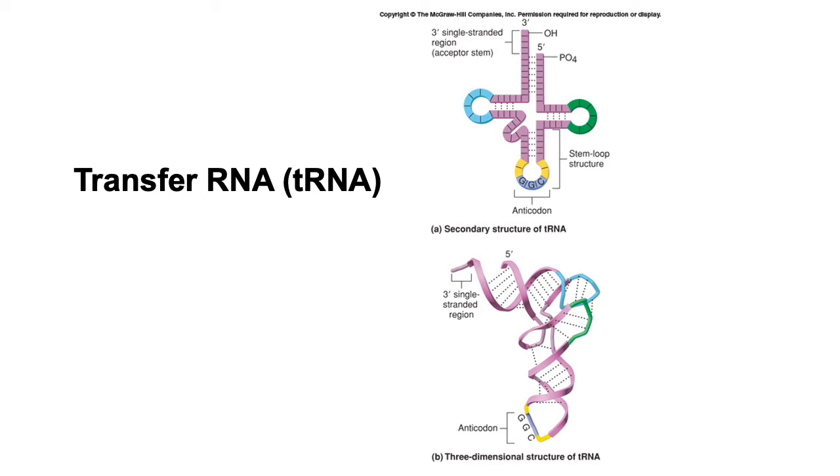And then towards the top, we see an acceptor stem, a 3' single-stranded region, and that's an acceptor for an amino acid. So amino acids are literally attached to the transfer RNA, and the transfer RNA then gets loaded up with various building blocks, or various amino acids.